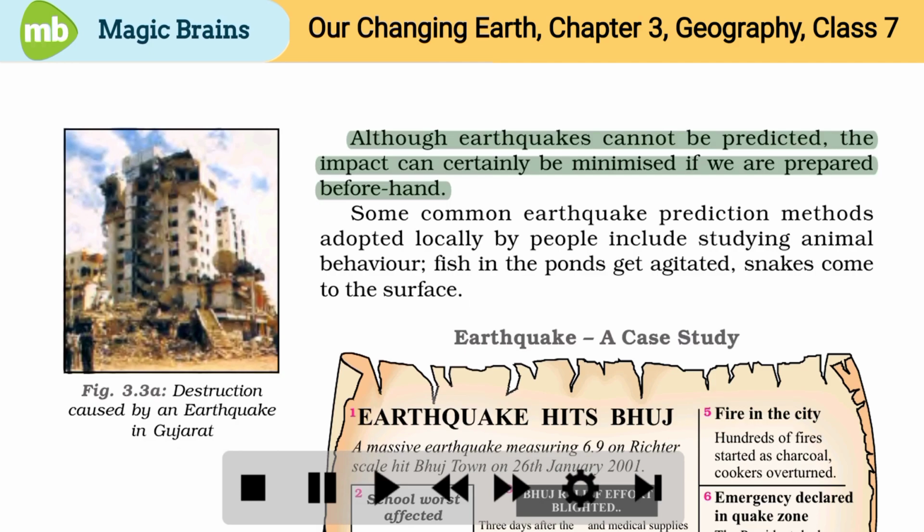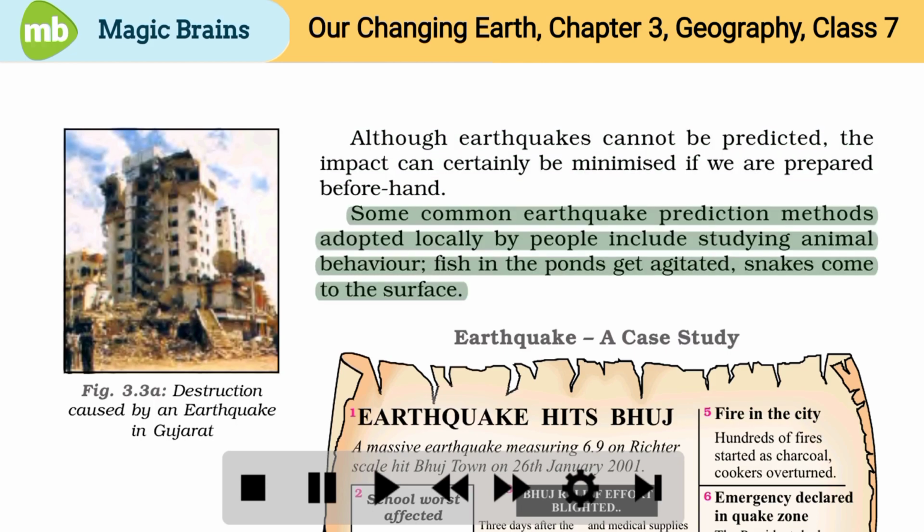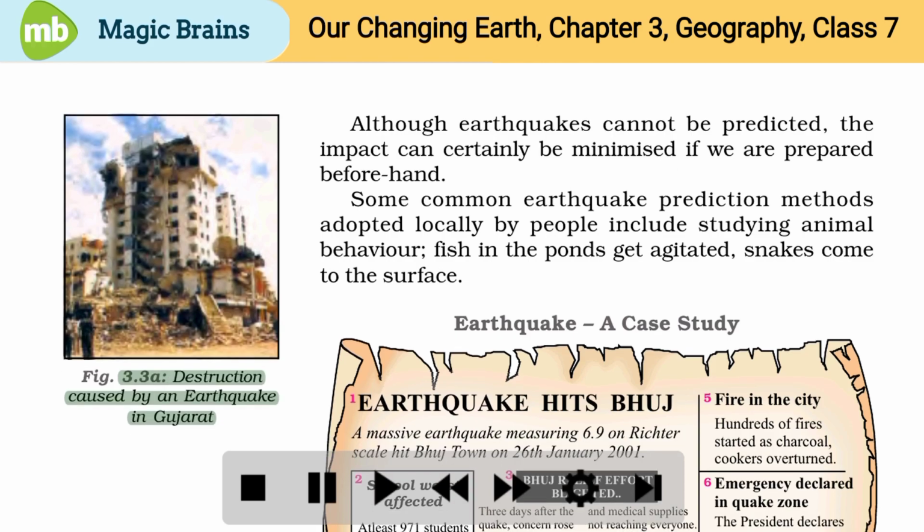Page 14. Although earthquakes cannot be predicted, the impact can certainly be minimized if we are prepared beforehand. Some common earthquake prediction methods adopted locally by people include studying animal behavior. Fish in the ponds get agitated. Snakes come to the surface. To the left corner on the top, we have a picture of the destruction caused by an earthquake in Gujarat. We can clearly see tall buildings completely destroyed.